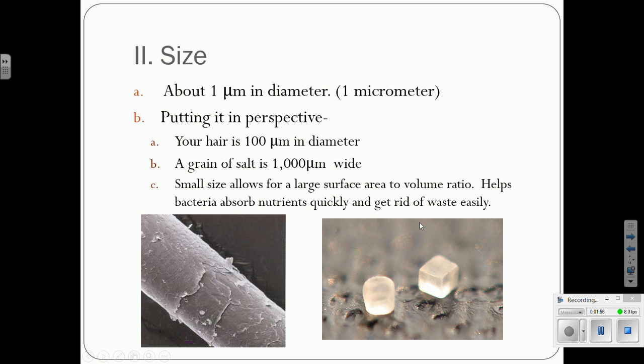So having them be really small gives them a really big surface area to volume ratio, and therefore they can get nutrients inside really quickly and then get rid of waste really quickly as well. So it makes them very efficient. We like that large ratio.